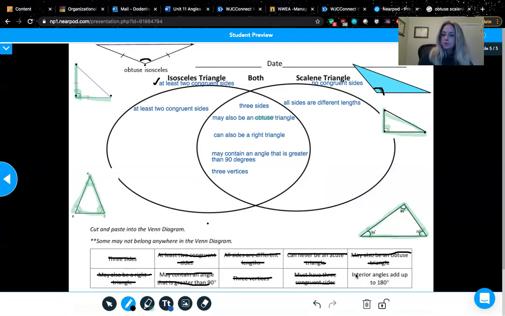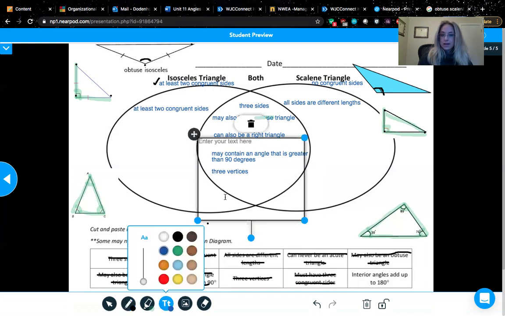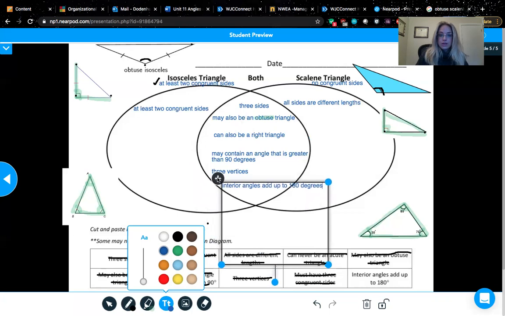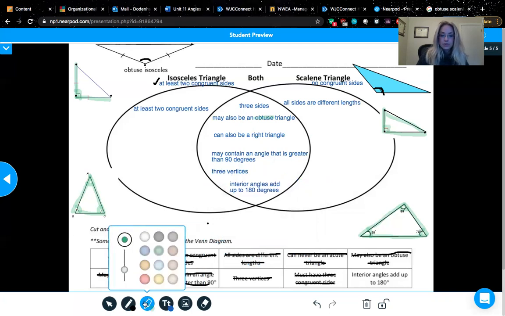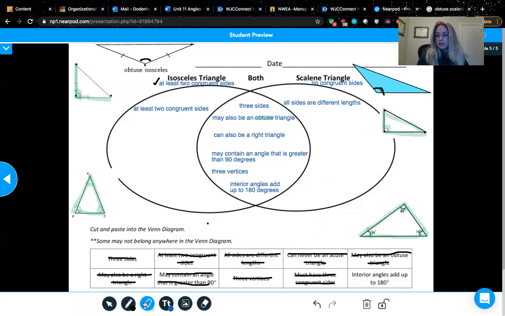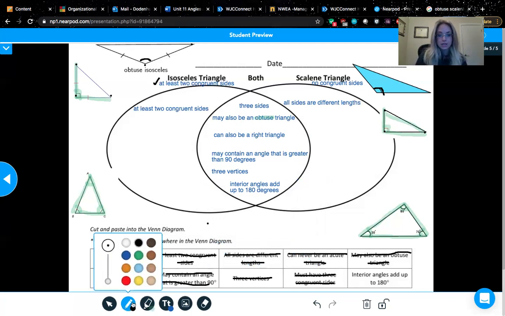Interior angles add up to 180 degrees. That's true for all triangles. Miss Winthrop went over that last week. She showed you that it's true for all triangles. For all triangles, the interior angles add up to 180 degrees. No matter if it's equilateral, scalene, isosceles, no matter how it's classified, it's always true that the interior angles add up to 180 degrees.